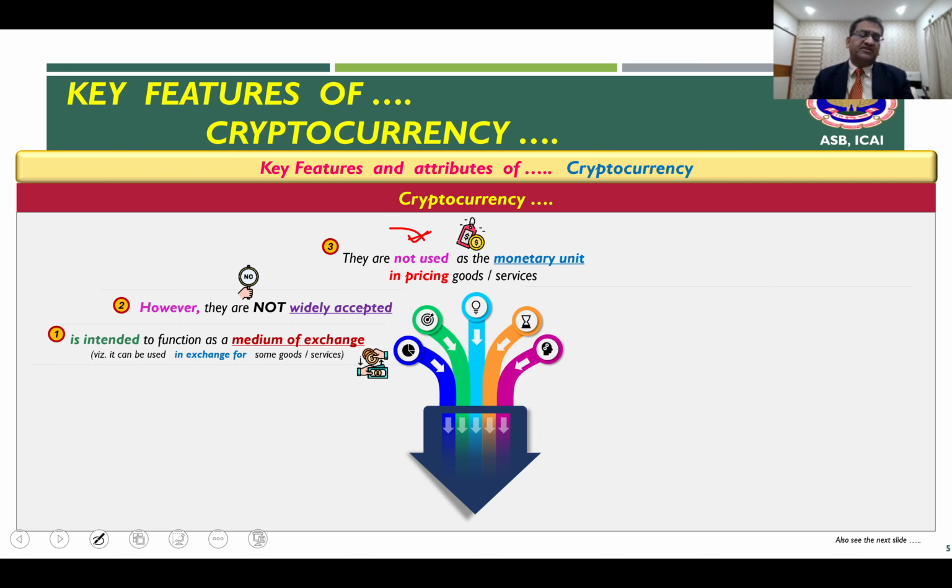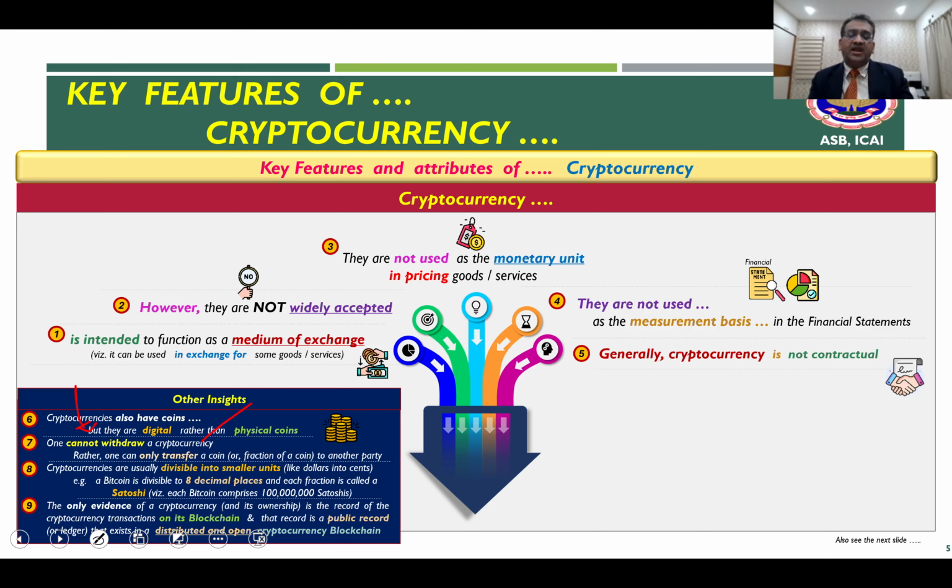Some of the other things you should be aware of: cryptocurrencies also include coins, but the difference is that they are not physical coins; they are digital in nature. So those coins are digital, not physical, and one cannot withdraw a cryptocurrency. That means, if you go to the bank and want to withdraw 1 lakh rupee or $1 lakh, yes, you can do that. But when it comes to cryptocurrency, you cannot withdraw it. Rather, you can only transfer a cryptocurrency or a coin or a portion of it to another party. But you can't physically withdraw it because it's all virtual currency.